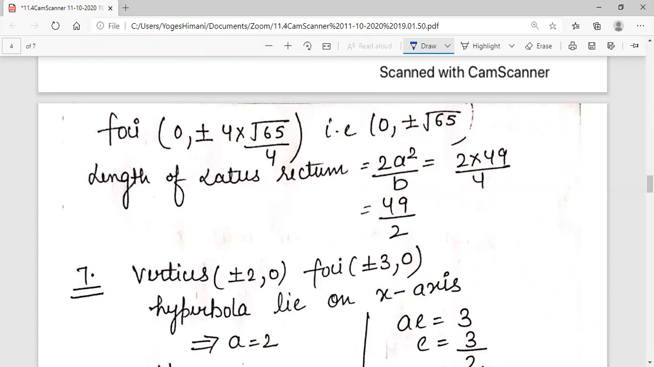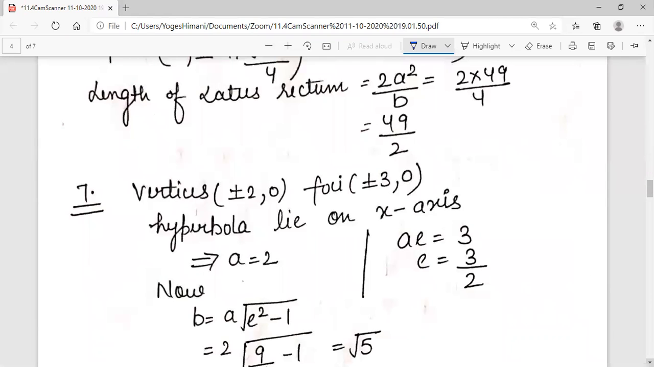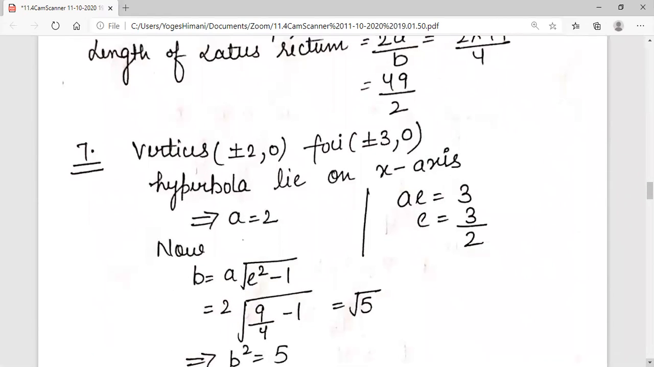Now, next question, students, question number 7th. 7 to 15th questions are same. We have to find the equation of hyperbola. Now they will give you 1 to 6th question, equation was given. And 7 to 15th question, you have to make the equation. And what is his focus or something else they will give you. Now, what is his given plus minus 2, 0. And focus point is given plus minus 3, comma 0.